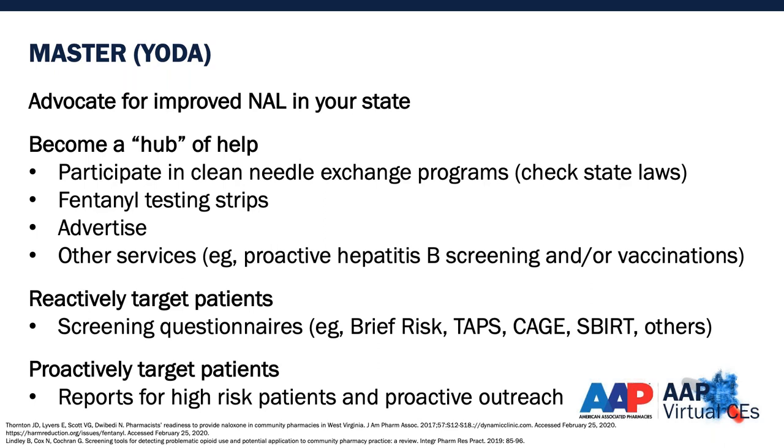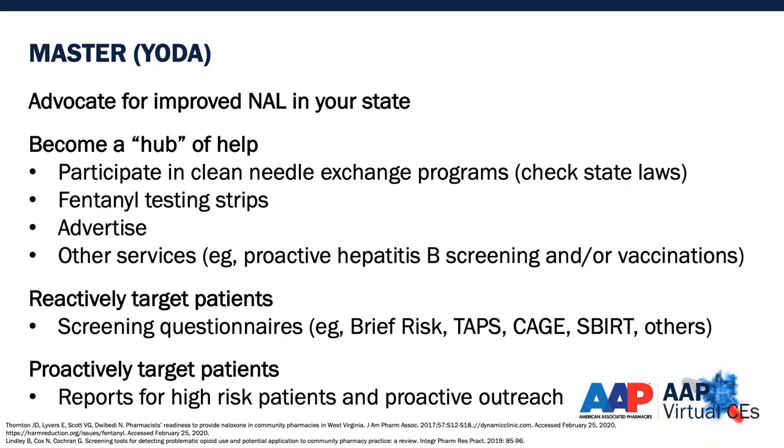Next, you can start reactively targeting patients. So as patients come in to fill their prescriptions for opioids, you could screen them. There are different tools like the brief risk tool, TAPS, CAGE, ESPERT, and many others. So imagine this scenario, a workflow where a patient presents to fill a prescription for an opioid. While they wait, your technician asks them to fill out a brief questionnaire. When completed, your technician documents those results and informs you of the score. That score can prompt you to action, such as to offer naloxone or further education. Maybe it could even prompt you to engage in discussions about opioid abuse treatments.